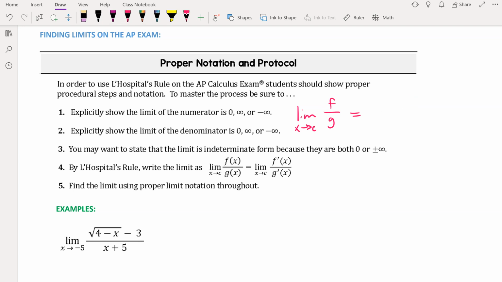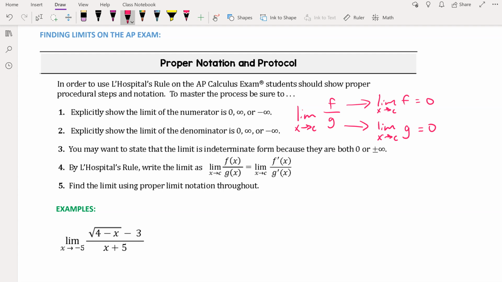So instead, what you do is you take these separately. You say the limit as x approaches C of f equals 0, and the limit as x approaches C of g equals 0. So yes, we are getting 0 over 0, but we're not lying to the AP graders, because that makes them angry. We're not going to say the limit equals 0 over 0. We're just going to show that they do that separately. They equal 0 separately, or both equal infinity separately. All right, so that's how we're going to start these problems.